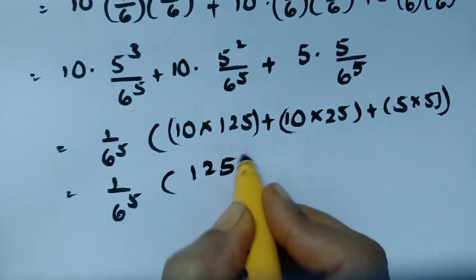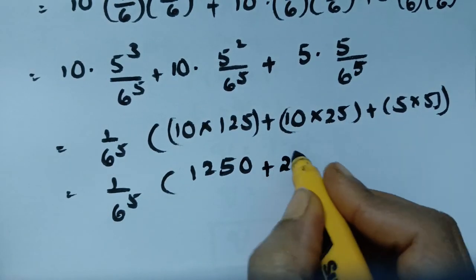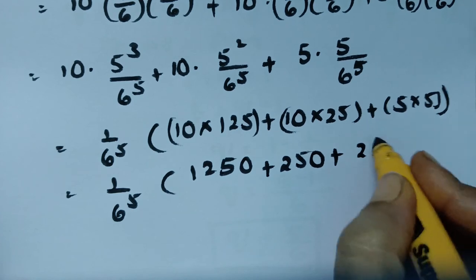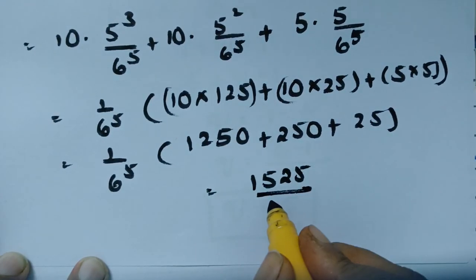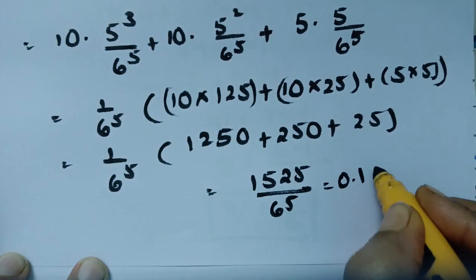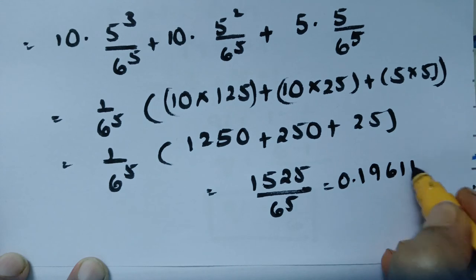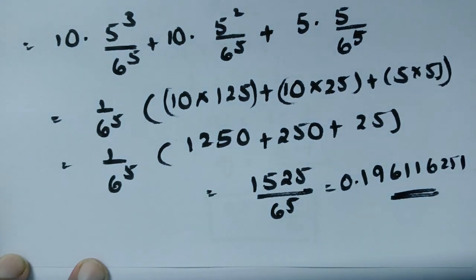This is 1250 and this is 250 and this value is 25. And see here, this is 1525 by this is a 6 power 5. So if I use calci, the value here is 1961162251. So this is the final answer.